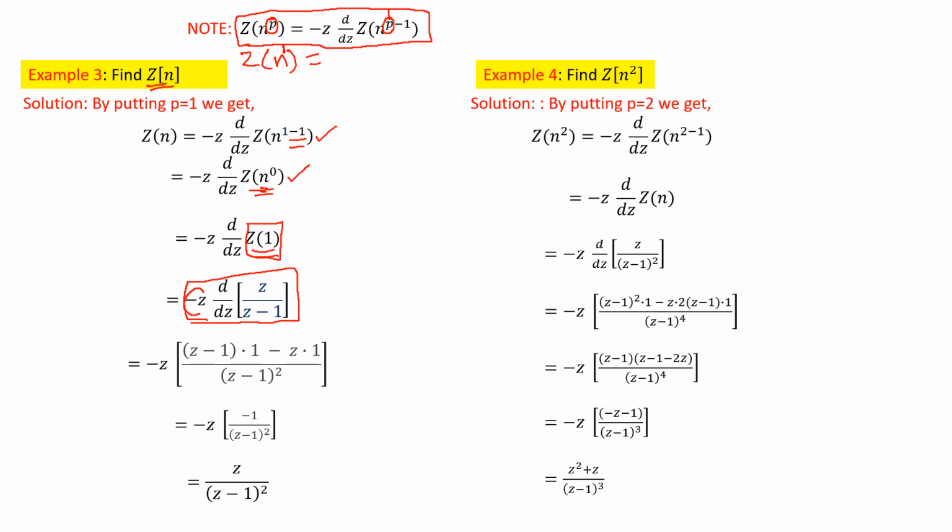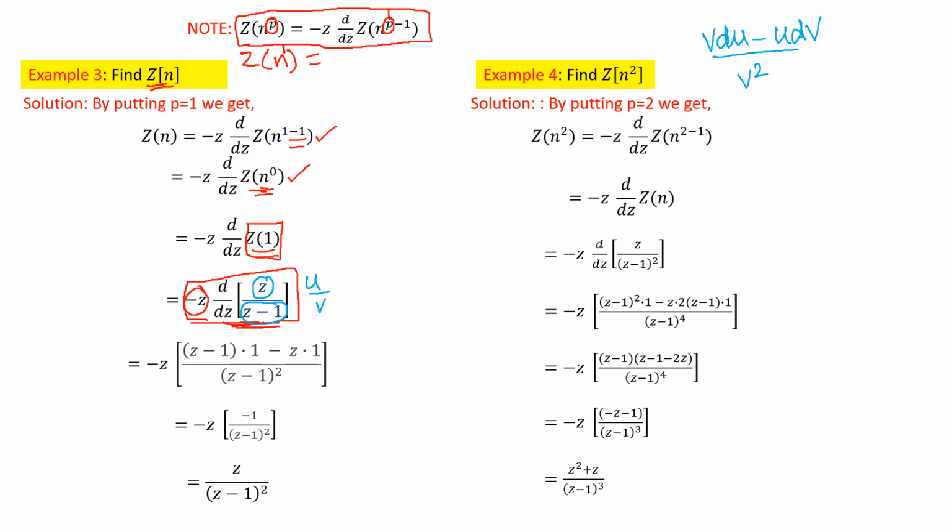This minus z, keep as it is. Now we have to focus on this one. We need to find the derivative of z over z minus 1. So we have z on the numerator and z minus 1 on the denominator. So we have to apply u by v, the quotient rule. What is the quotient rule? We keep v, then differentiate u, minus u differentiate v, divided by v power 2. So we have v du minus u dv by v power 2.